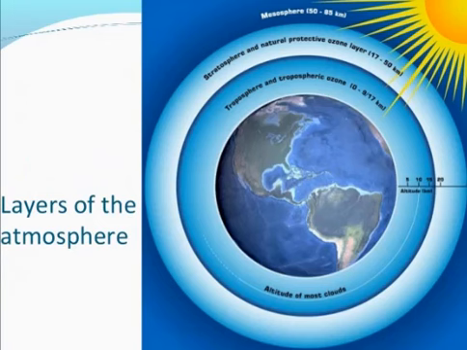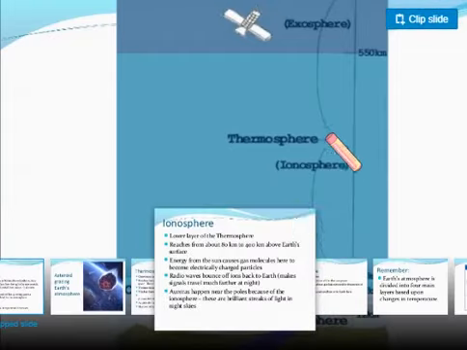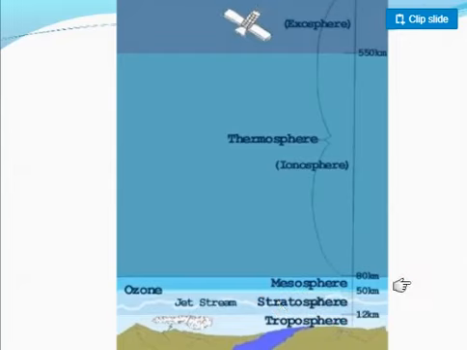Layers of the atmosphere. Over here you can see these layers: Troposphere, Stratosphere, Mesosphere, Ionosphere, Thermosphere, and then Exosphere. Exosphere is the outer layer. This is just the minimum information about the exosphere, but still we will learn in a detailed manner. In this video I will explain each layer.